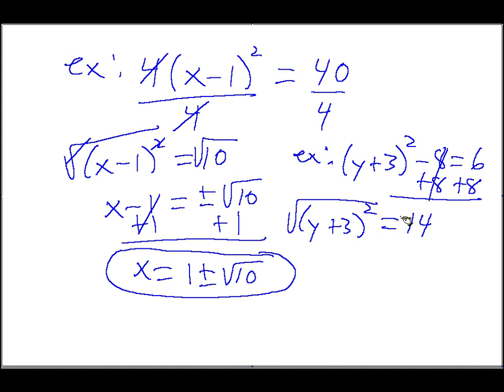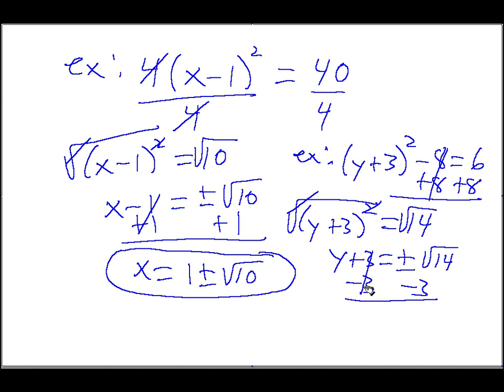Now I take the square root of both sides. Once I have the perfect square isolated, I can square root both sides. Again, when I do that, I get plus or minus. So y plus 3 is equal to plus or minus radical 14, which I cannot simplify. That's 2 times 7, but nothing comes out, so I'll leave it like that. So therefore, let's subtract 3 on both sides to finish this problem.